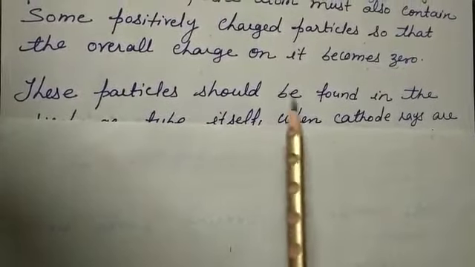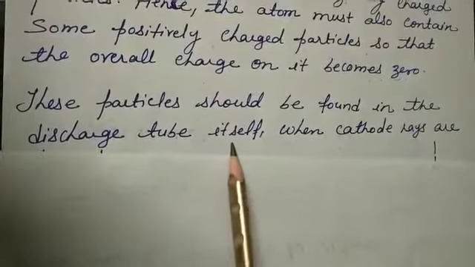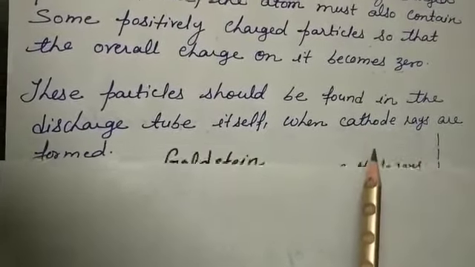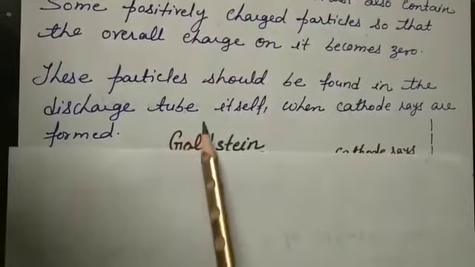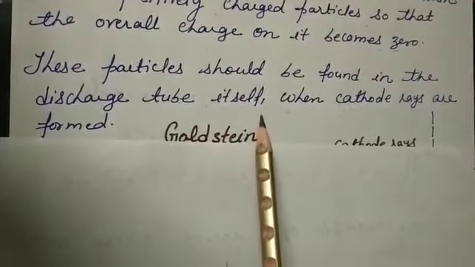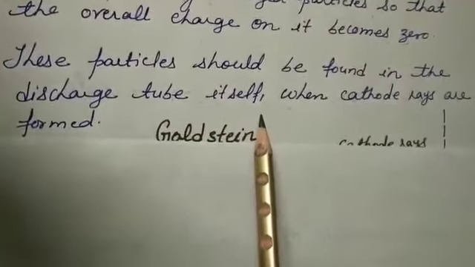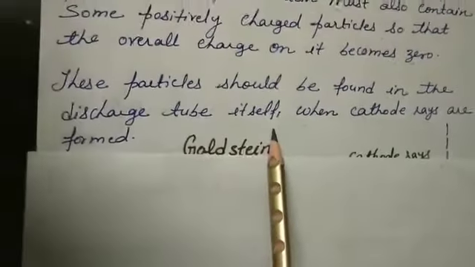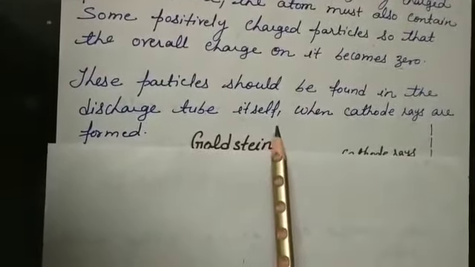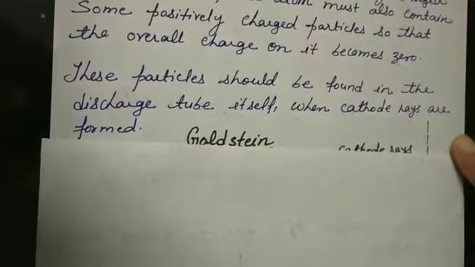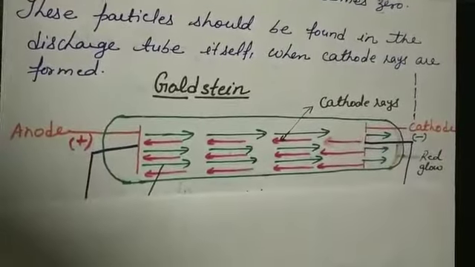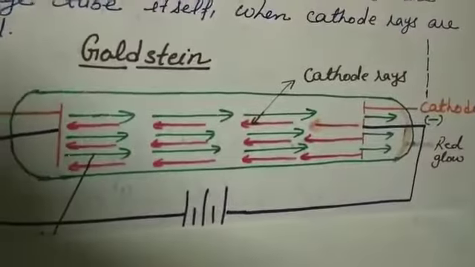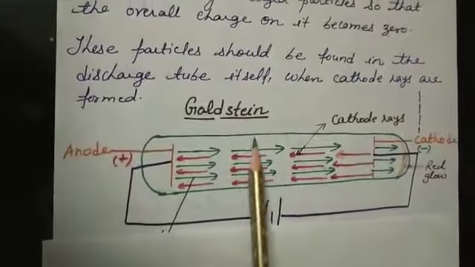These particles should be found in the discharge tube itself when the cathode rays are formed. Like the discovery of the electron, I have already explained the discharge tube, and these particles of protons are also present in the discharge tube. So here again students, I am going to show you the discharge tube. You can see the same tube is drawn here.